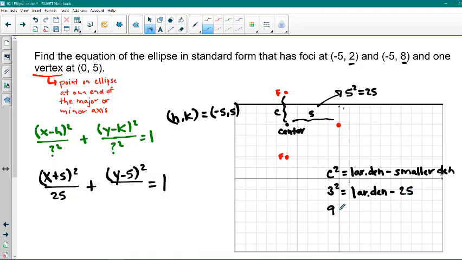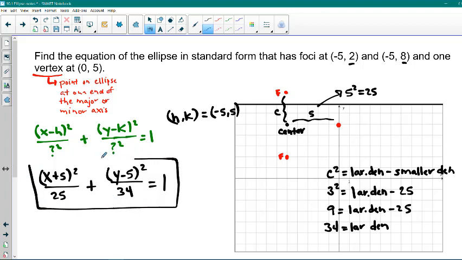So 9 is equal to the larger denominator, terrible variables there, minus 25. And if we add 25 on both sides, we get 34 is the larger denominator. So 34 goes down here. And we have the equation of the ellipse with these characteristics.